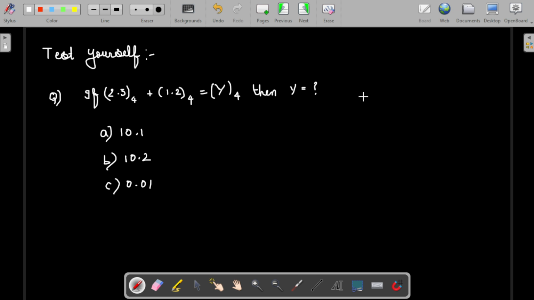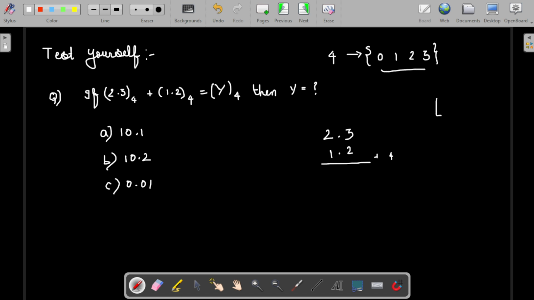So let me go through the answer. This is a normal addition, so let's take the numbers 2.3 and 1.2. But the trick is that the base is 4. If the base is 4, then the different symbols that can come here are 0, 1, 2 and 3. That's it. So this is a simple addition with base 4. If the number coming is 5, the symbol is not allowed here, so only up to 3 is allowed.